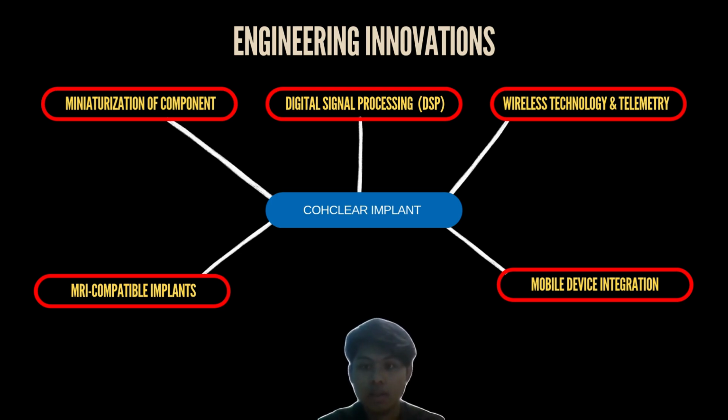So now I'm going to be talking about the engineering innovations for cochlear implants. The first big innovation is the miniaturization of components, which makes components smaller and easier to manage. The second one is digital signal processing, or DSP. The third one is wireless technology and telemetry.